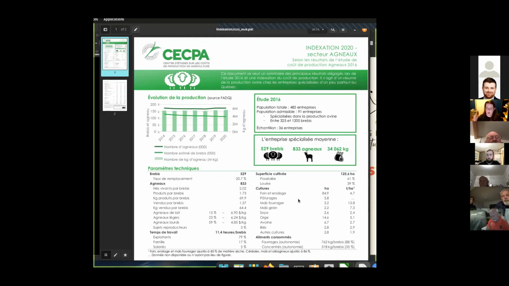So my French is not awesome, but getting there. It was based on 36 different farms with ewes between 325 and 1,200 ewes. And the sample enterprise that they're using here has 529 ewes, produced 833 lambs, and then they have the number of kilos on the sidebar there that they produced.